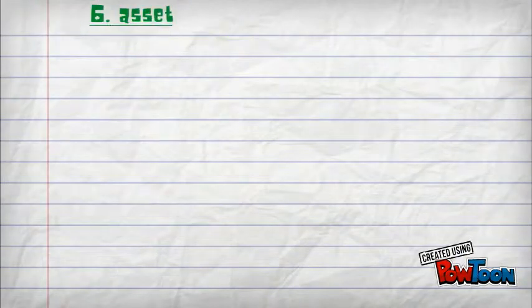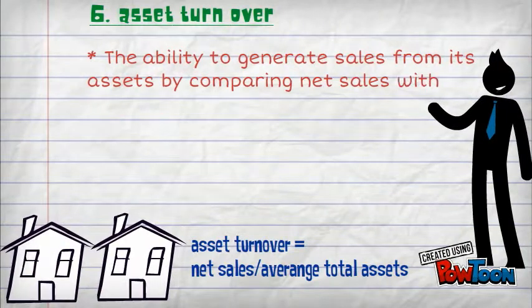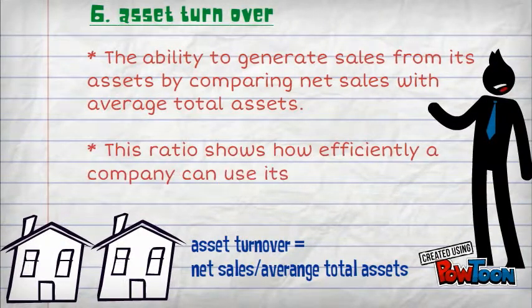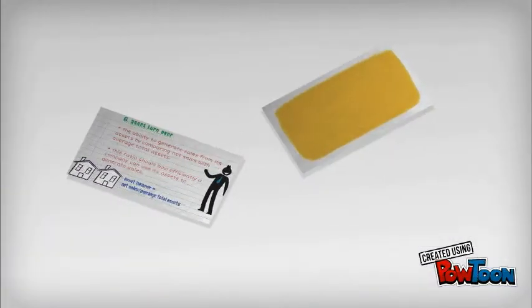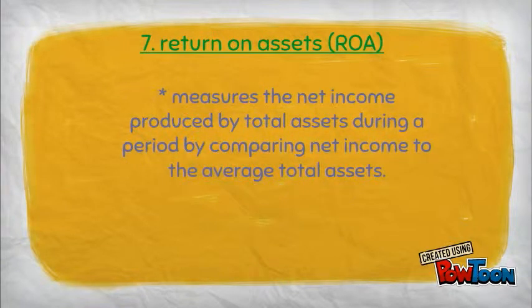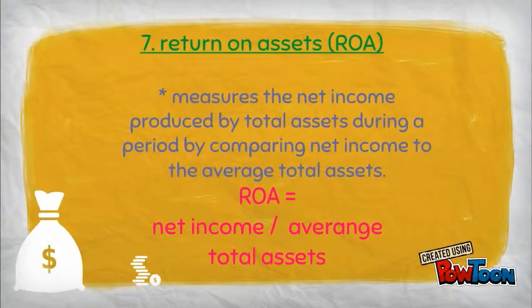Second is asset turnover. Asset turnover equals net sales divided by average total assets. It measures the ability to generate sales from fixed assets by comparing net sales with average total assets. Third is return on asset, to measure the net income produced by total assets during a period by comparing net income to the average total assets.